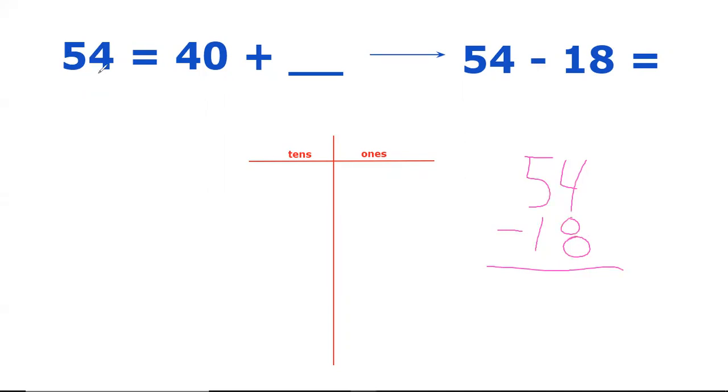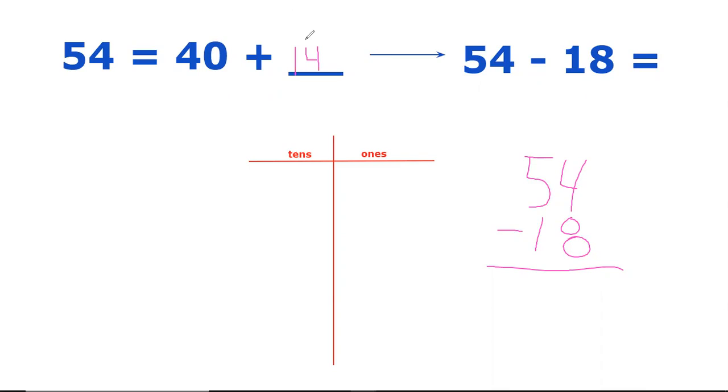So if we ungroup a 10 from 54, I get this 40. And I know that I have 10 over here. And I didn't touch the ones at all, and there's 0 ones in my 40. So I know that this number here needs to have 4 ones, or be 14. And we can see then that 54 equals 40 plus 14. Or another way is 54 equals 4 tens and 14 ones.